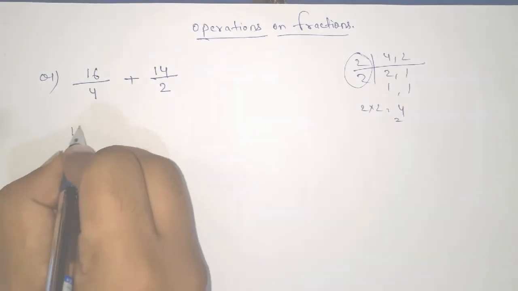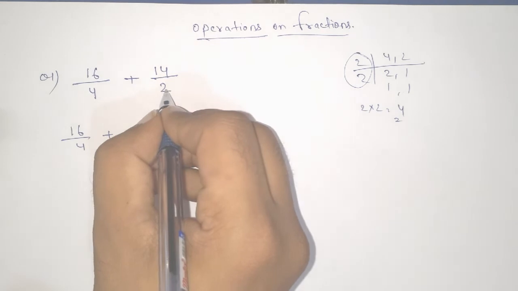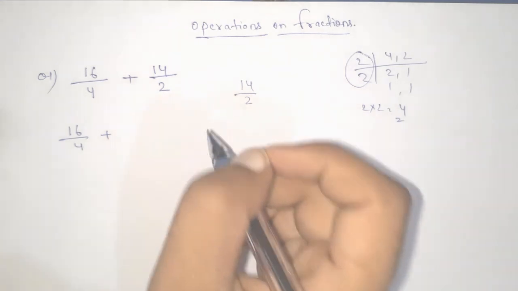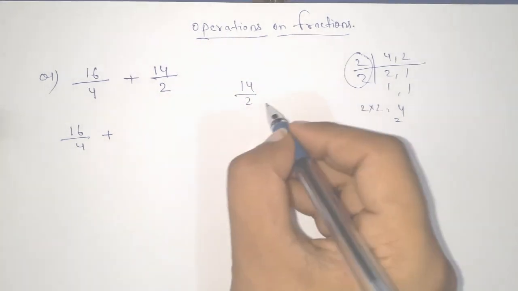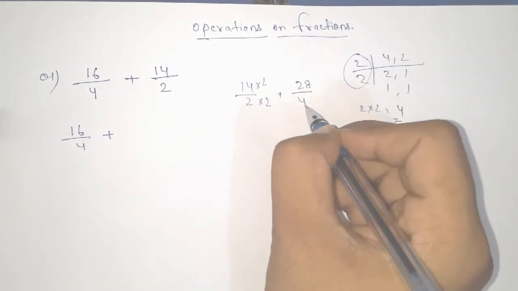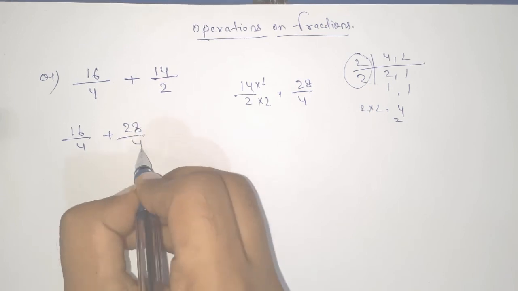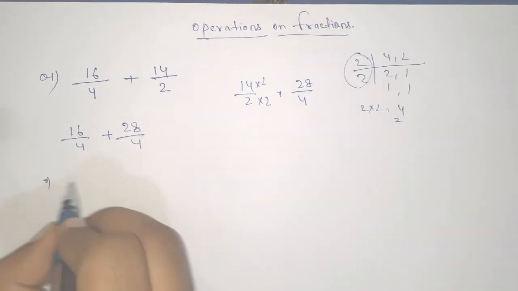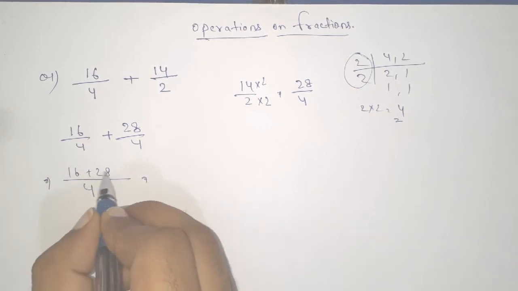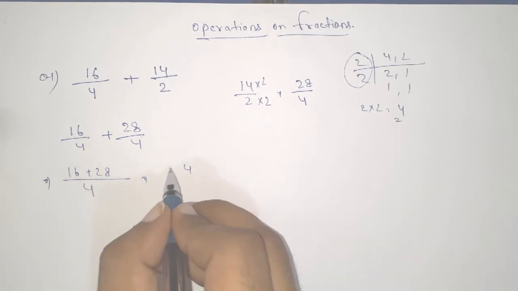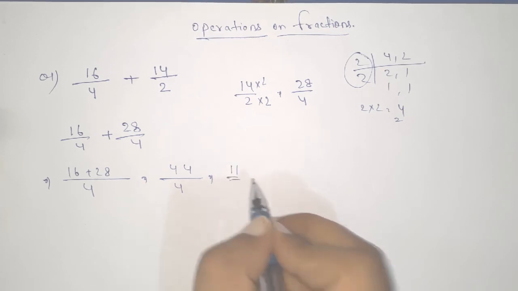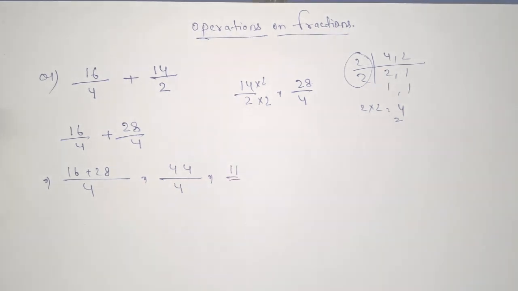So this will be 16 by 4 plus, and for making this particular 14 by 2, it will be multiplied by 2 in numerator and denominator. 14 2s are 28 and 2 2s are 4, so 28 by 4. Now the denominator is the same, so this will be 4. 16 plus 28 is 44. 44 divided by 4 will be 11. So this is how you can add it.